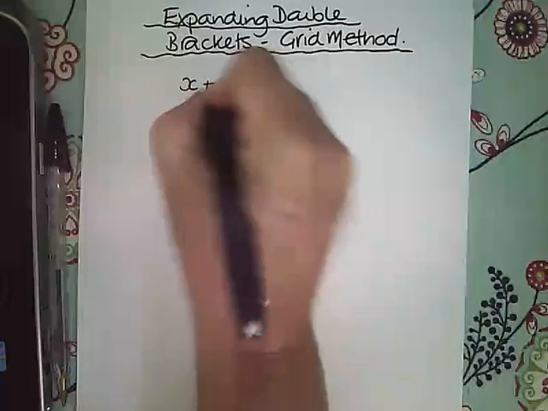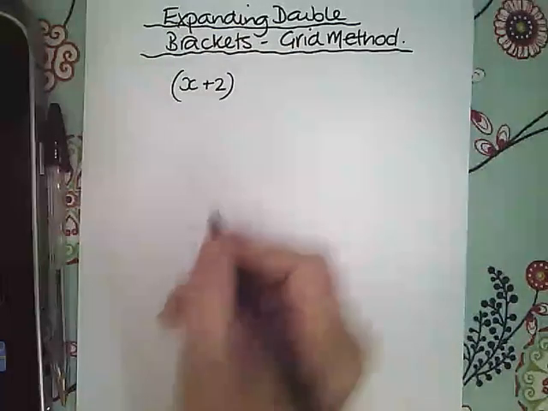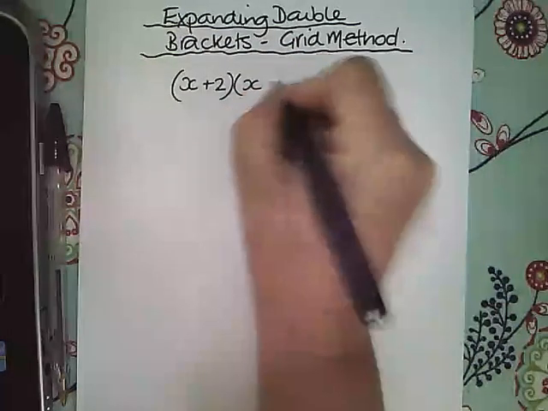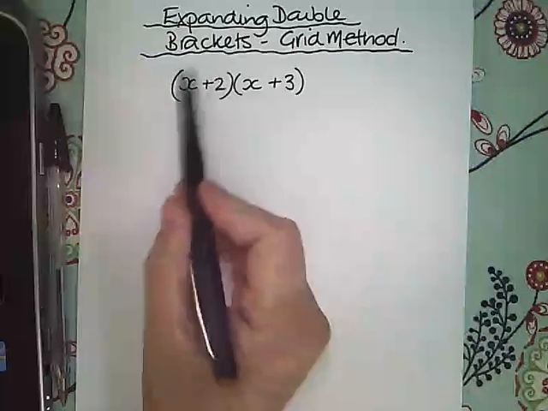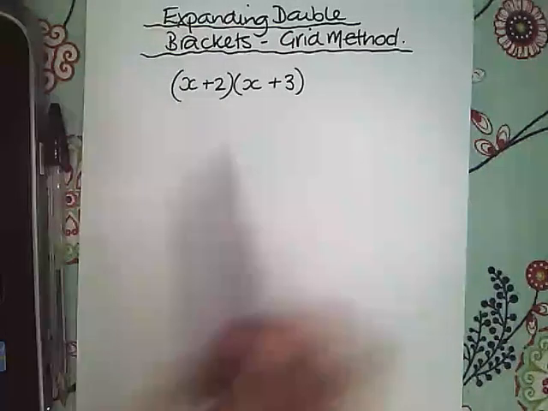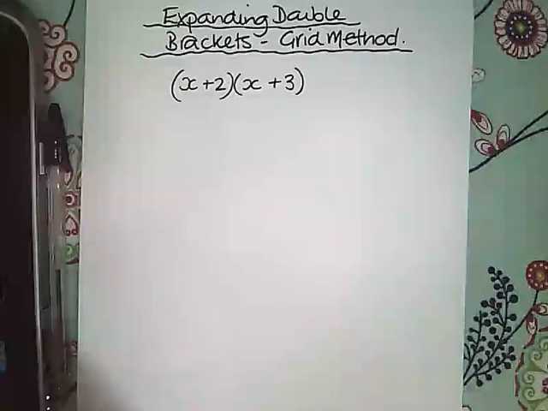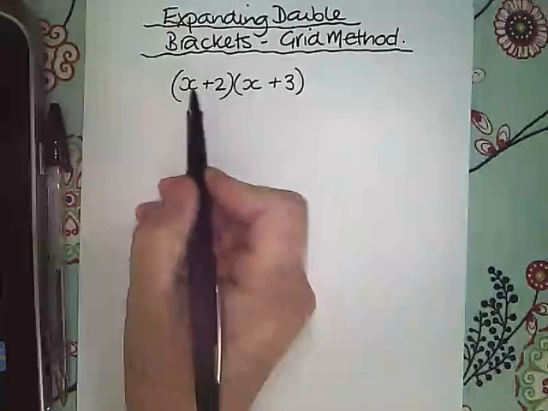If we have a pair of double brackets, and I'm going to start off where they are both positive, there's no negative signs in there at all, and we want to multiply everything in the first bracket by everything in the second bracket. And in order to do that, we fill in a grid, a bit like the grid that you would use for grid multiplication.